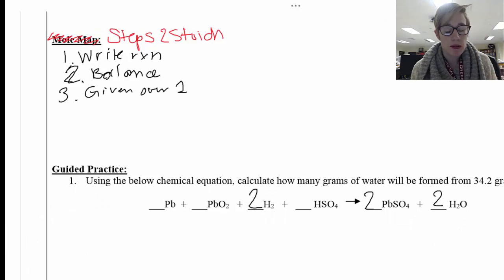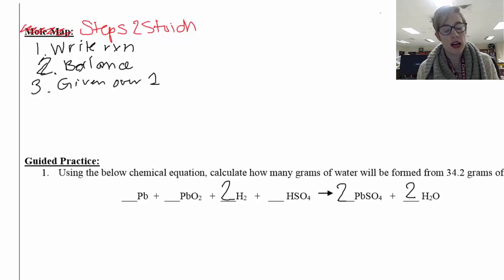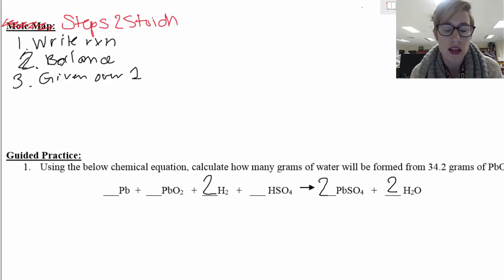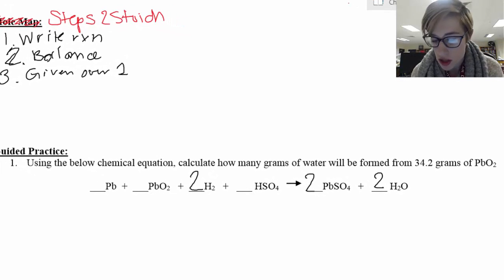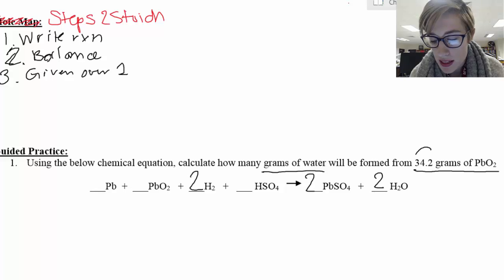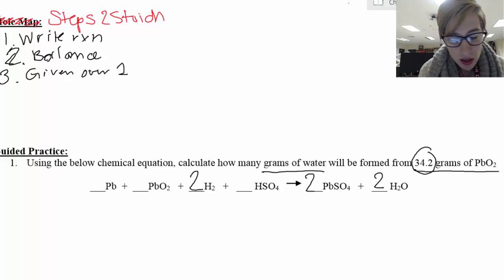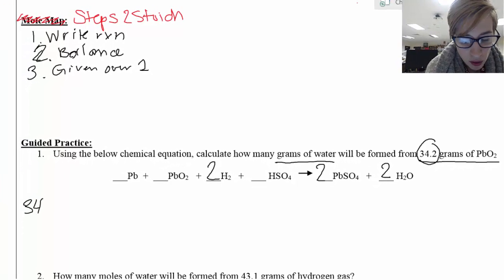So my third step when I'm solving any stoichiometry problem, after I've written the reaction and I've balanced it, is to put my given over 1. The given is the number that's given to you in the question. When I'm reading this question, it says how many grams of water, there's no number there, will be formed from 34.2 grams of PbO2. There is a number here. So the unit and the number are going to be my given. I'm going to put that over 1: 34.2 grams of PbO2 over 1.